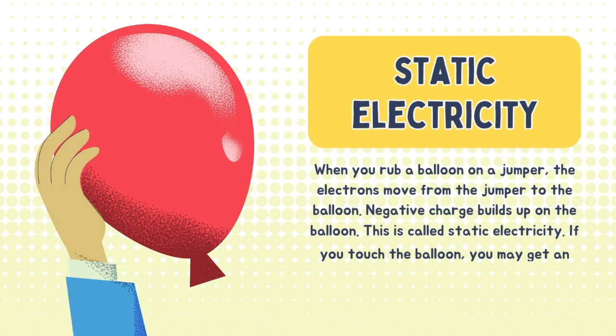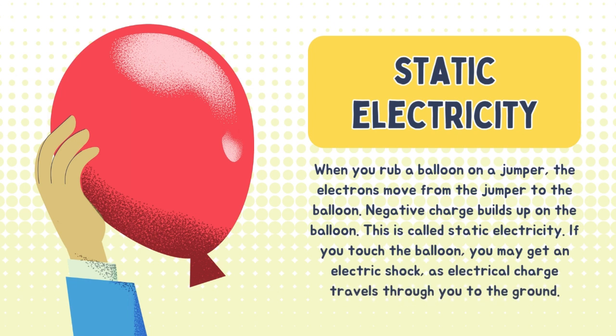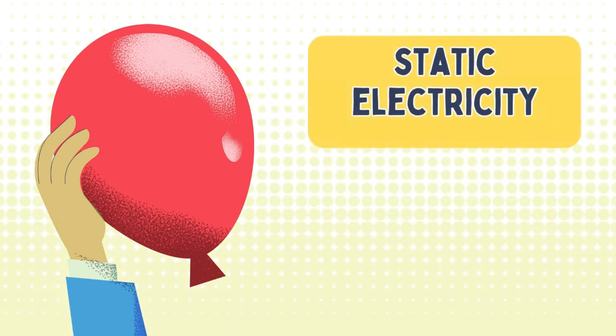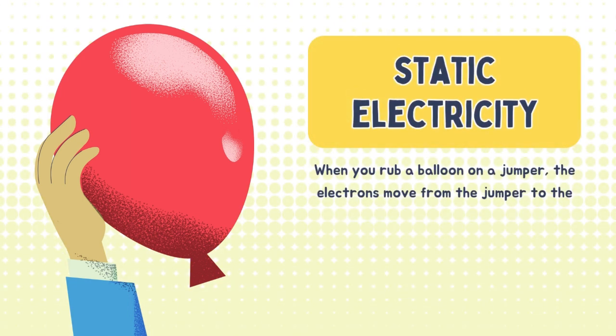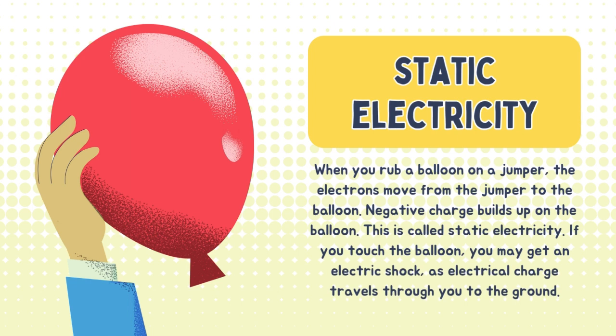Static electricity. When you rub a balloon on a jumper, the electrons move from the jumper to the balloon. Negative charge builds up on the balloon. This is called static electricity. If you touch the balloon, you may get an electric shock, as electrical charge travels through you to the ground.